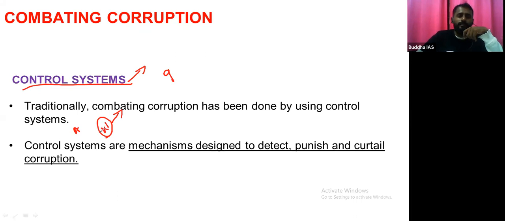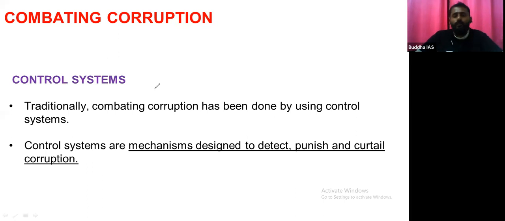Okay, good. Don't you think these are the things we discussed? Control mechanisms here are there to bring accountability of civil servants, right? This is system managing. So control system refers to the mechanisms to curtail corruption. This includes to detect, punish, curtail corruption.